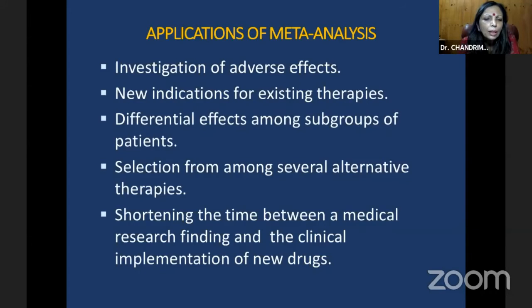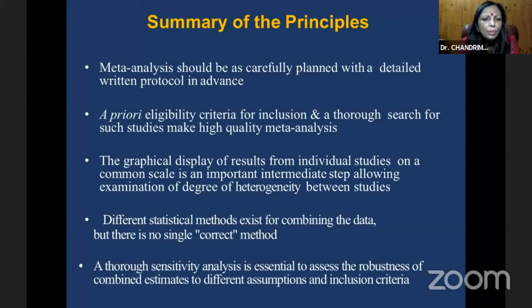And a summary of the principles would be: meta-analysis should be carefully planned with a detailed written protocol, prior eligibility criteria for inclusion, and a thorough search for such studies. The graphical display of results from individual studies on a common scale is an important intermediate step, allowing examination of the degree of heterogeneity between studies, and different statistical methods exist for combining the data. And a thorough sensitivity analysis is essential to assess the robustness of combined estimates to different assumptions and inclusion criteria.